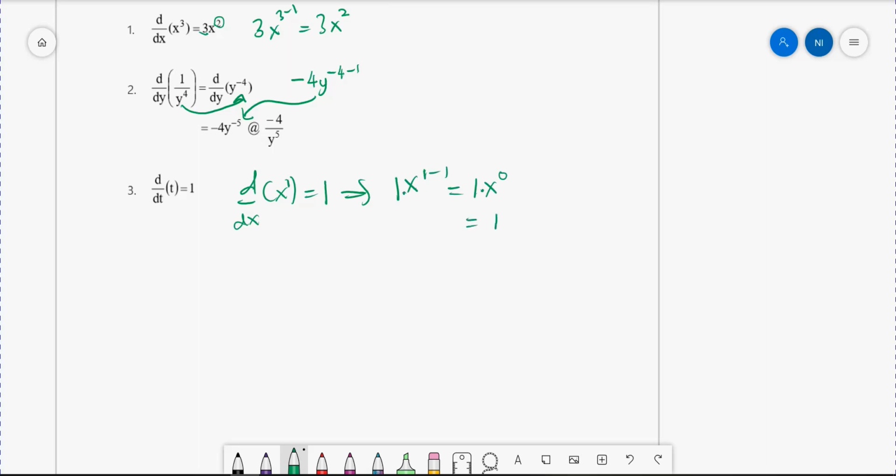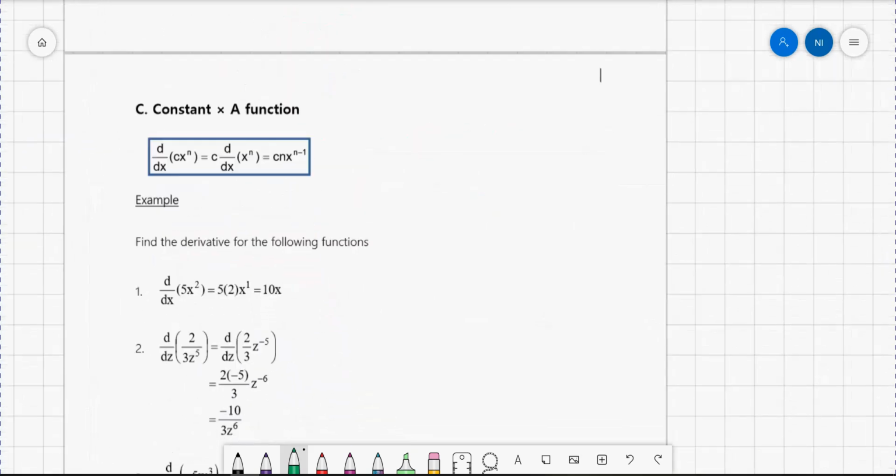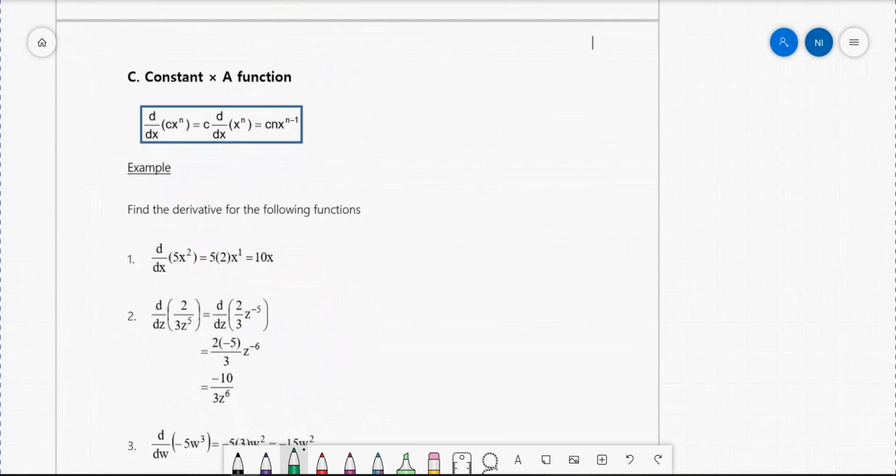Next, we will look at a constant times a function. That means when a constant multiplies with a function, differentiating c x power of n with respect to x will be c, the constant outside, and then differentiate x power of n with respect to x. And hence we will have c n x power of n minus 1.